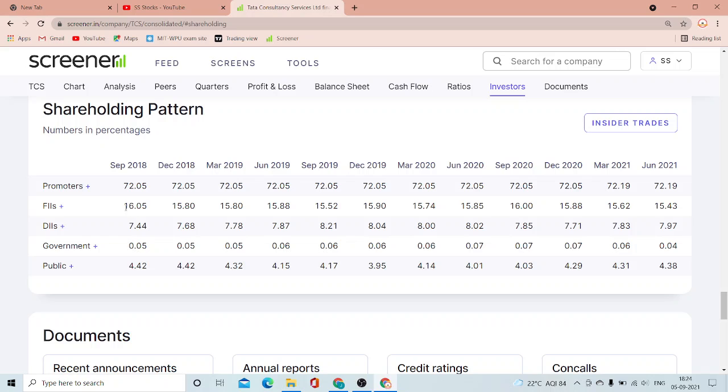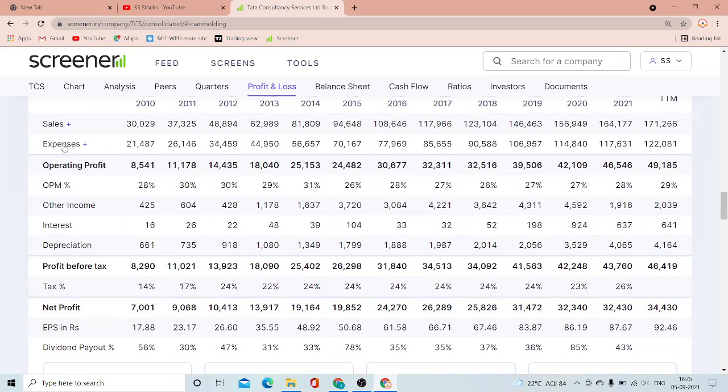FIIs, you can see what is FII shareholding pattern. So it is 16.05 in December 18, that is 15.8. So you will be able to see all the FIIs, that is foreign institutional investment, DIIs, domestic investment, 7.9%. All these figures are in percentage, and how much with government, how much with public, like 4.38% in June 21, 4.38% is with public. So from all this we will be able to better understand how company is doing in terms of financials, also something about the company.